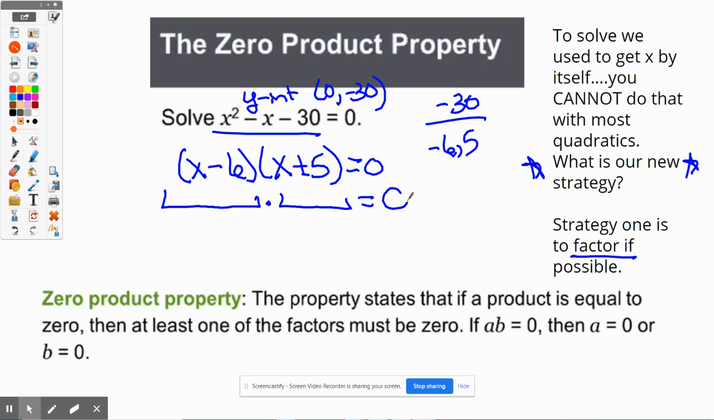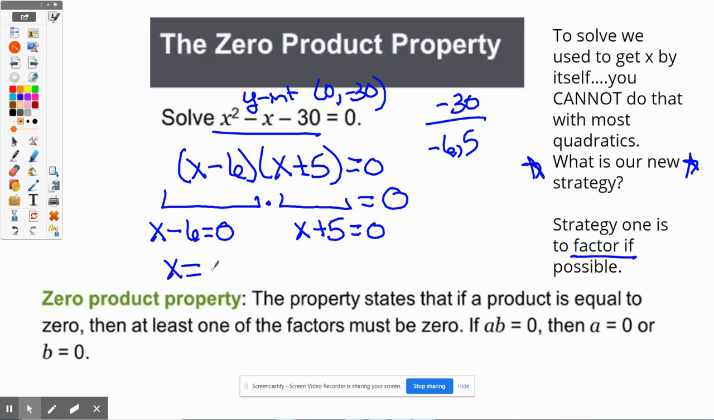If it's going to equal 0, one of these numbers has to be 0, because 0 times a number is 0. So what this really tells us is that x minus 6 equals 0 or x plus 5 equals 0. These will be my solutions.